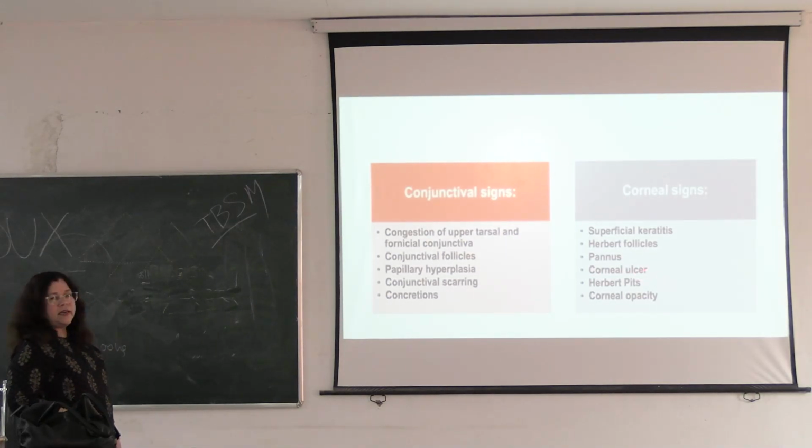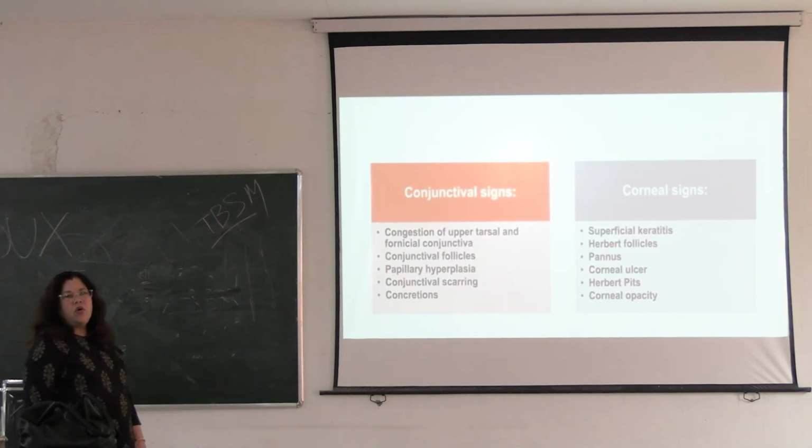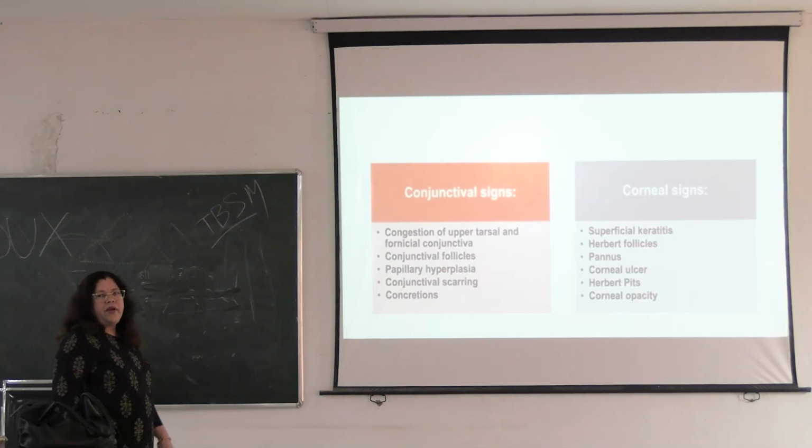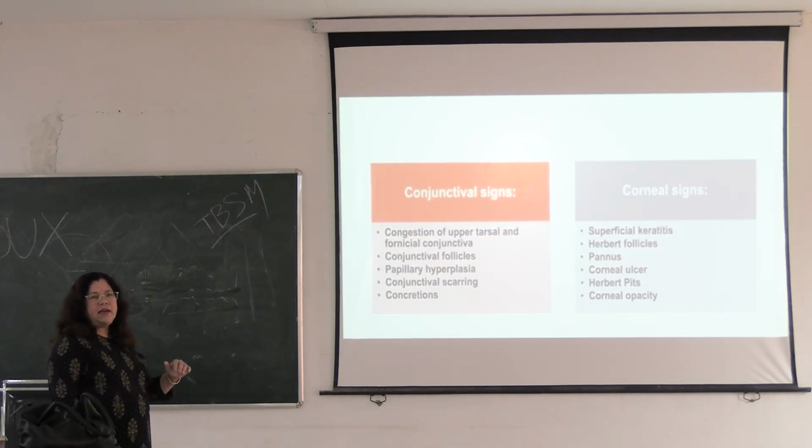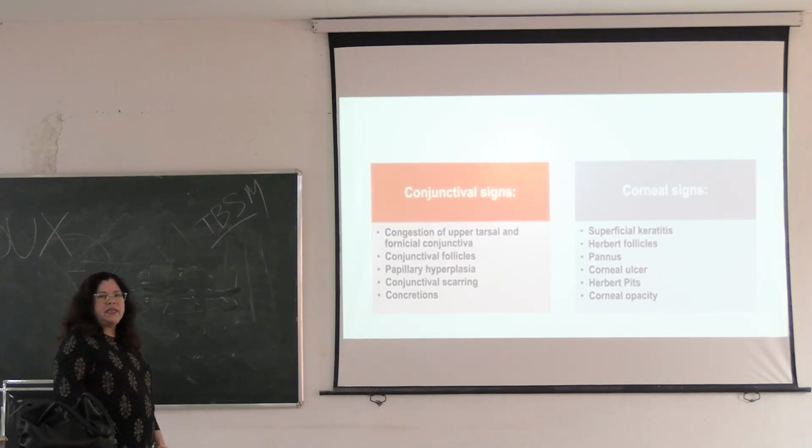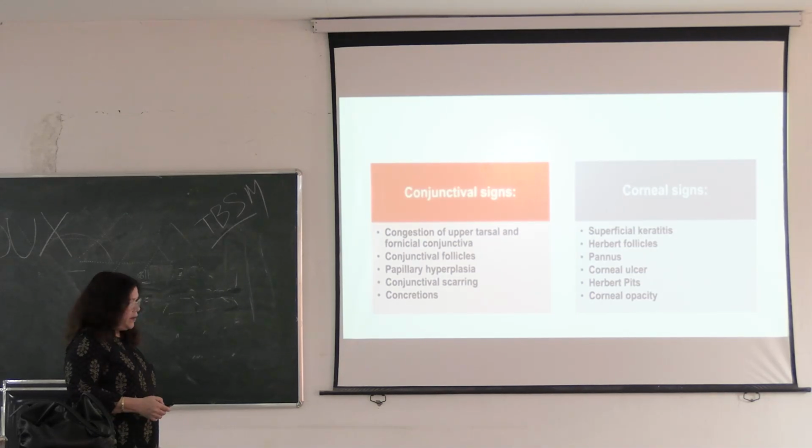Then corneal ulcer. Then Herbert's pit. Herbert's pits are, in the regressive stage, when these Herbert's follicles are healed and leave some white dots, black dots like a pitted spot, that is called Herbert's pit. And a corneal opacity. When a corneal ulcer is healed, it leaves opacity in the cornea, that is corneal opacity.